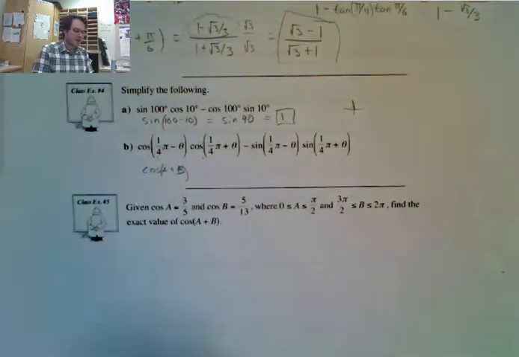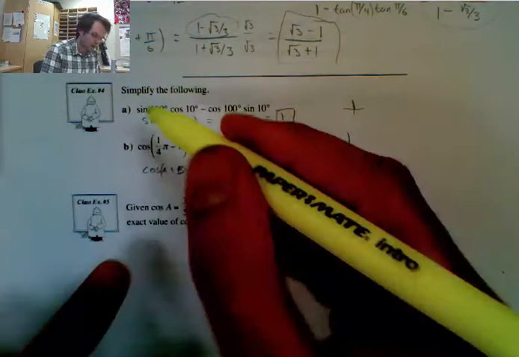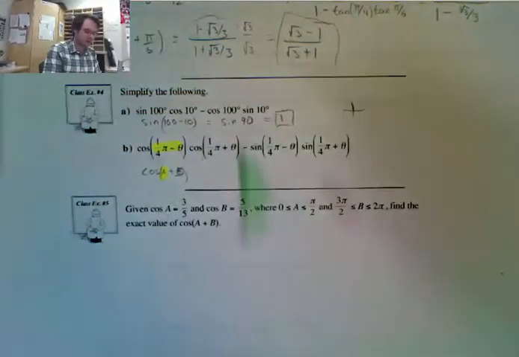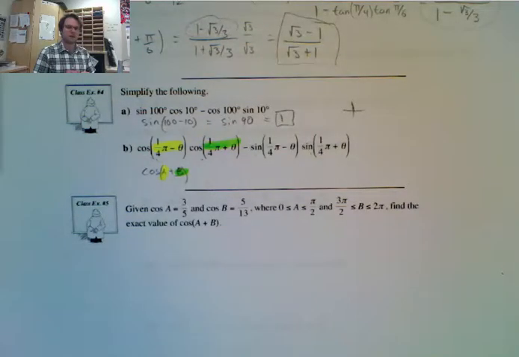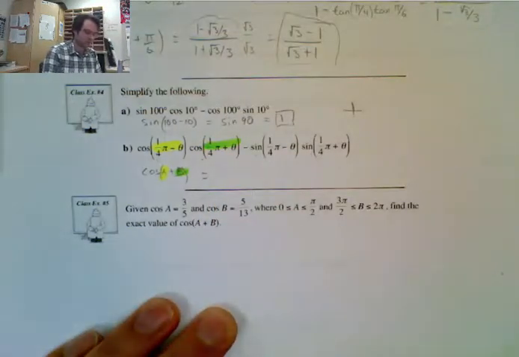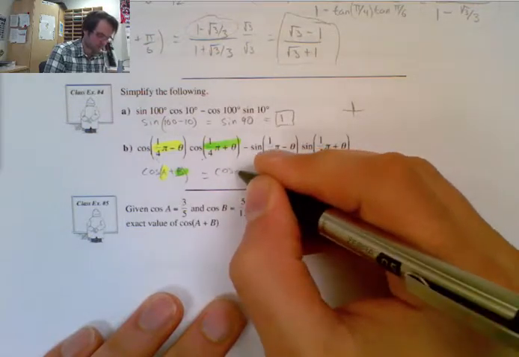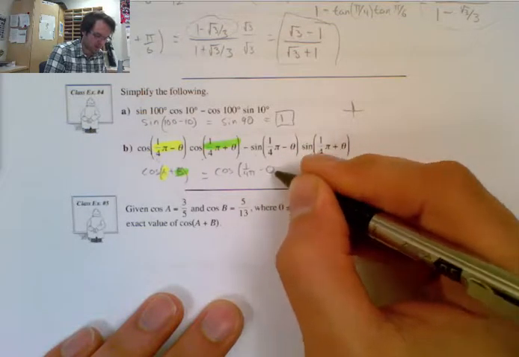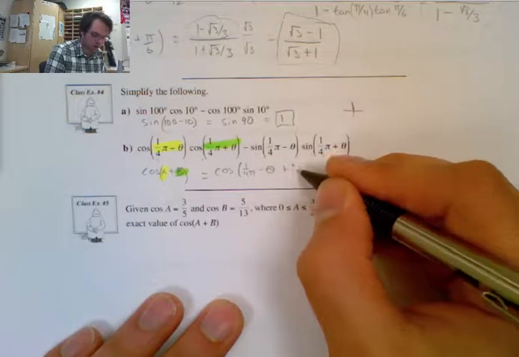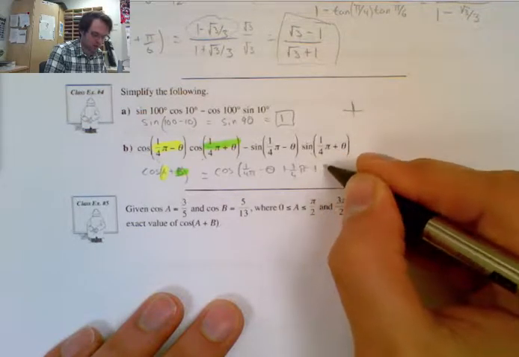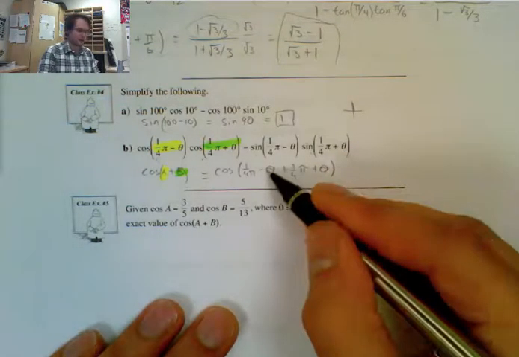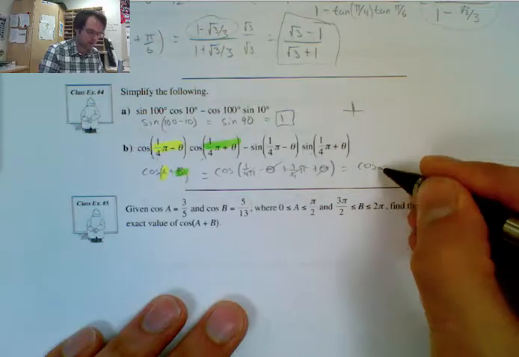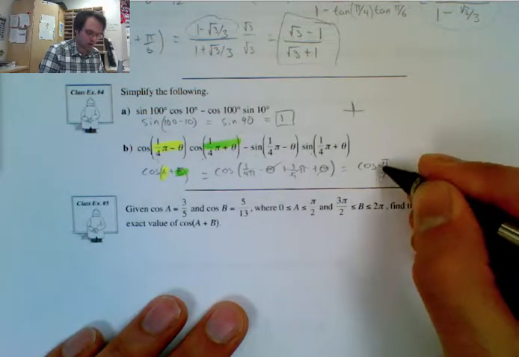Okay? So here, if I look at it, this is my A, and this here is my B. So this is equivalent to cosine of 1 over 4 pi minus theta, plus 1 over 4 pi plus theta. Now I look at this here, these thetas, minus and plus, cancel off nicely, and this is going to be left with pi over 2. So I'm going to get cosine pi over 2.